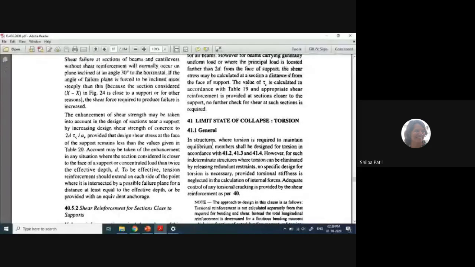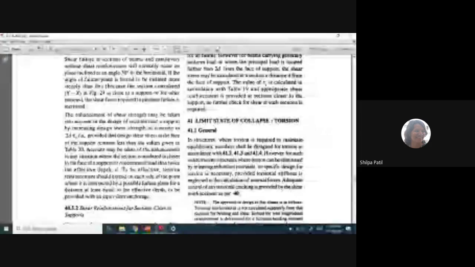In structures where the torsion is required to maintain equilibrium, members shall be designed for torsion in accordance with 41.2, 3 and 4. These are the clauses. That is, when a torsion is required to maintain the equilibrium, that is the equilibrium torsion. For that, we have to design the beam considering its effect in the beam.